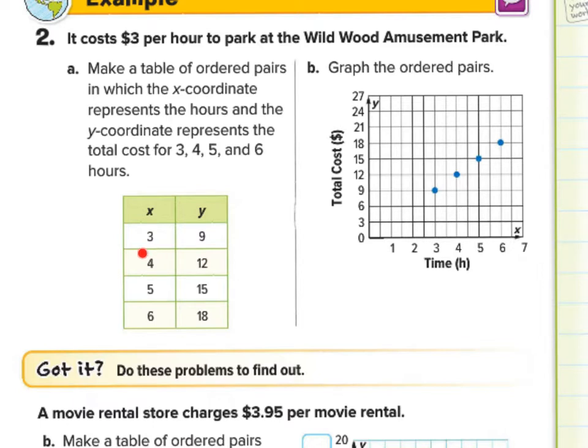3 hours will cost $9. If it's 3 hours, each hour is $3, so it's going to be $9. 4 hours, 4 times 3 will be 12. 5 hours, 5 times 3 will be 15. And parking there for 6 hours will be a total of 18. So then I can graph that. Here's my time. Again, 3 hours goes all the way up to 9, 4 hours up to 12, 5 hours to 15, and 6 hours will cost me $18.